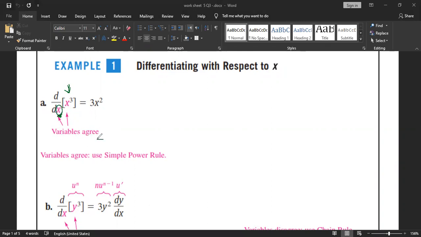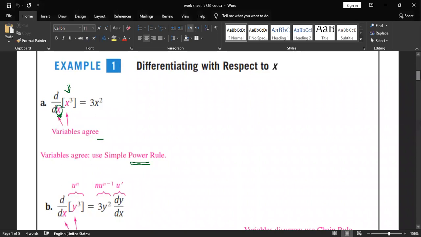If the variables agree, I apply the power rule: multiply by the exponent and decrease the exponent by 1, so it will be 3x squared. Understand? If the variable of the function and the variable that we find the derivative with respect to agree, I apply the power rule. Clear? Okay.